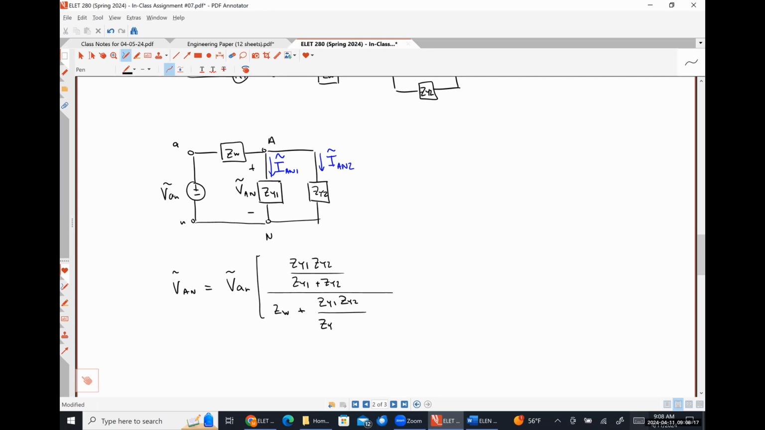I'm not saying that there is anything remotely wrong with finding the equivalent impedance of the whole thing, finding the current leaving the positive polarity terminal of the source, and then doing effectively KVL to find VAN. I'm just lazy, and if I can do it in one step, I'm going to. And that's what that would look like.